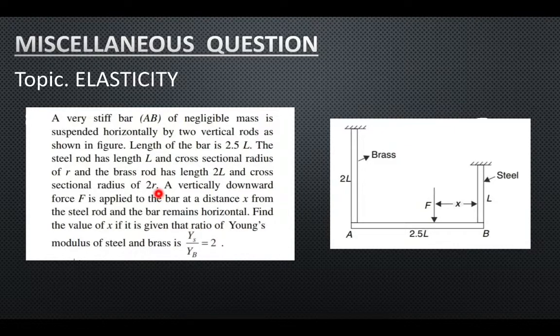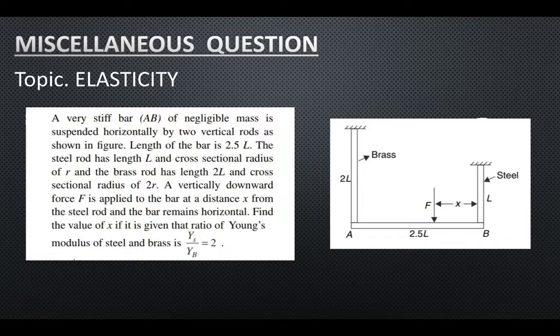There are two different types of rods, steel and brass, which have two different lengths and radii. A vertical downward force F is applied to the bar at a distance x from the steel rod, and the bar remains horizontal. Find the value of x, given that the ratio of the Young's modulus of steel and brass is equal to 2.